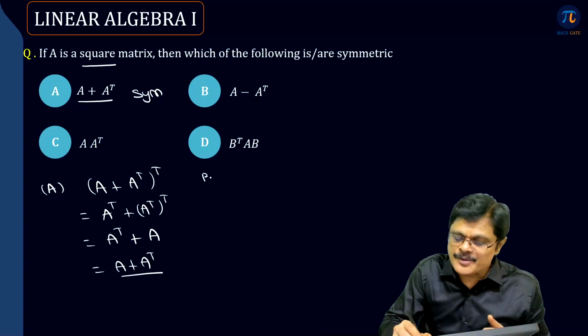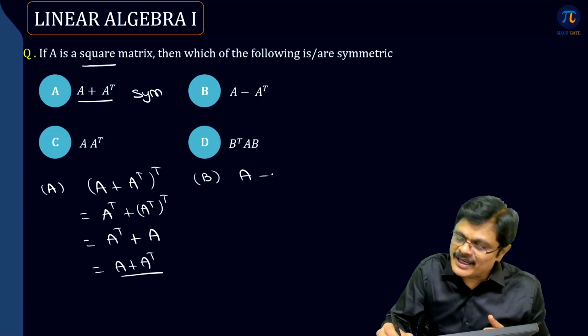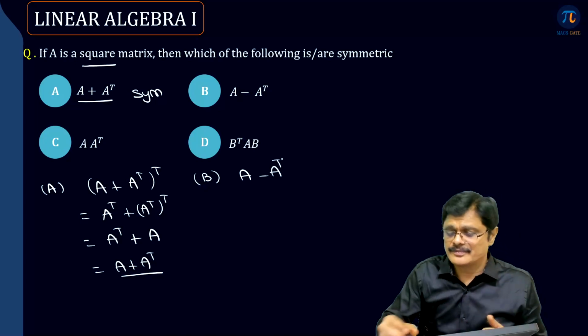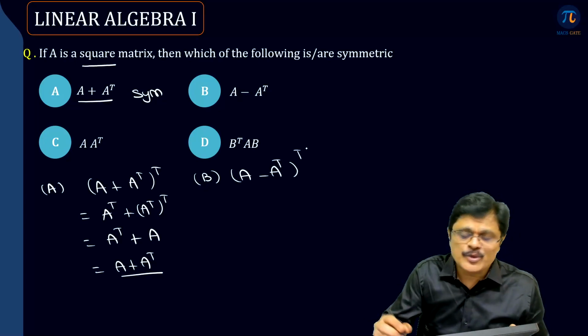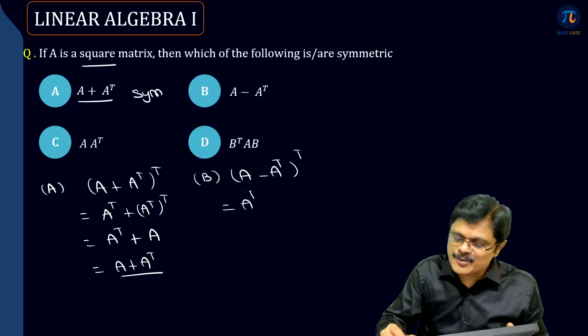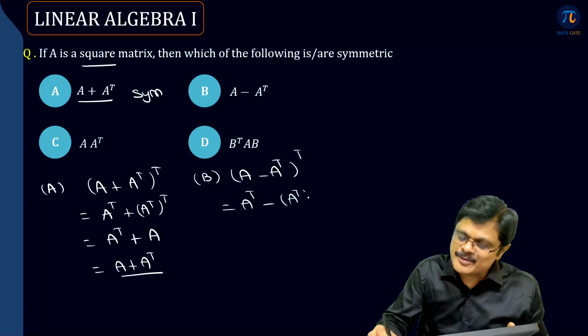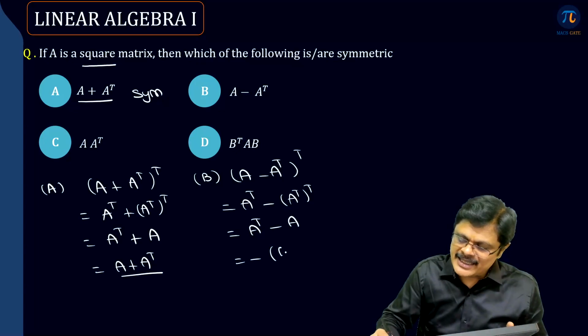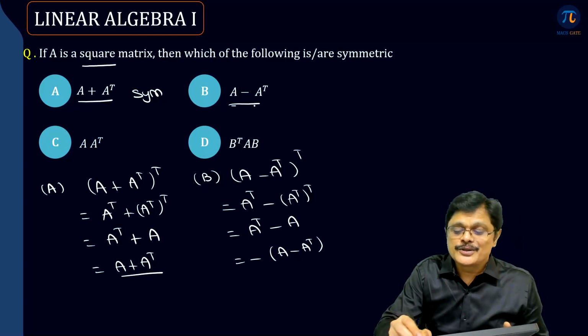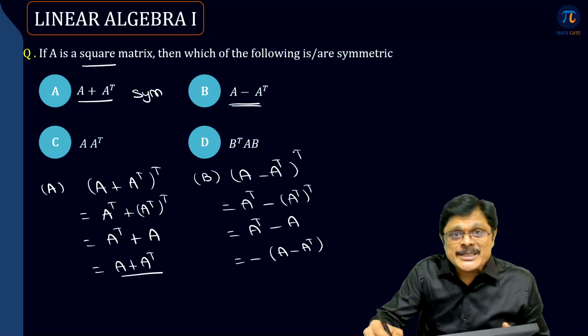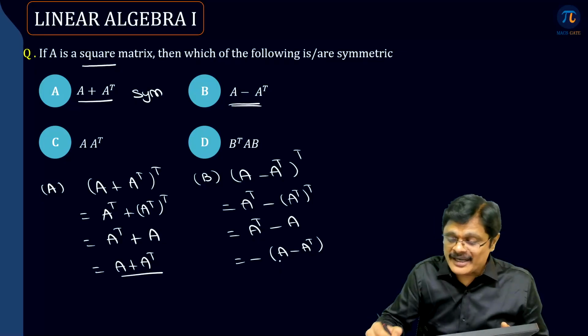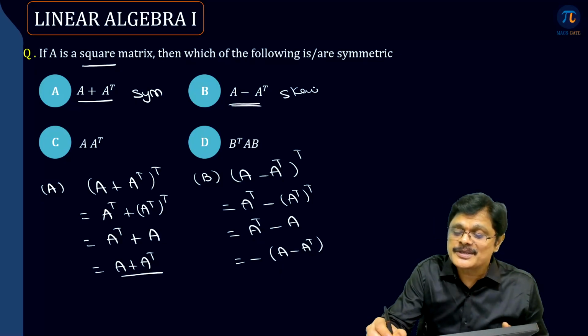Now let us try option B. What about A minus A transpose? Just apply transpose on it. So this is A transpose minus A transpose whole transpose. This is A transpose minus A, which can be written as minus of (A minus A transpose). So the transpose of the matrix is minus of the matrix, therefore it becomes skew symmetric.